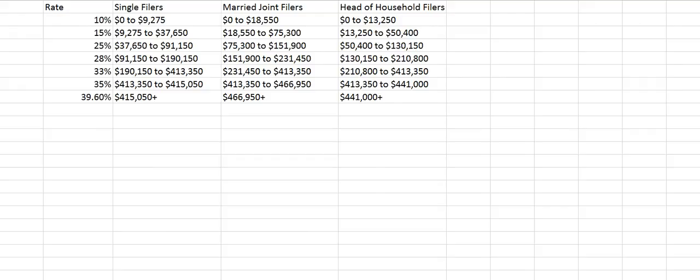This diagram or table describes the tax rate that each soldier could fall under based on the 2016 tax brackets. The tax brackets are separated into single filers, which would be soldiers without any dependents, married and joint filers, which would be soldiers with dependents, and then head of household filers.